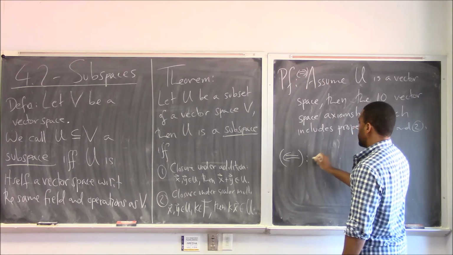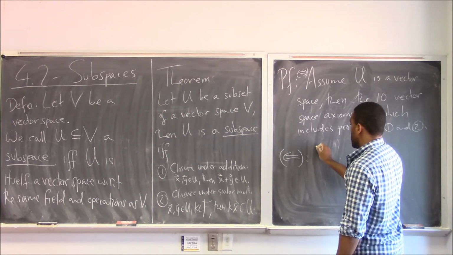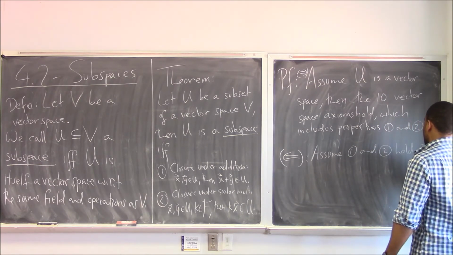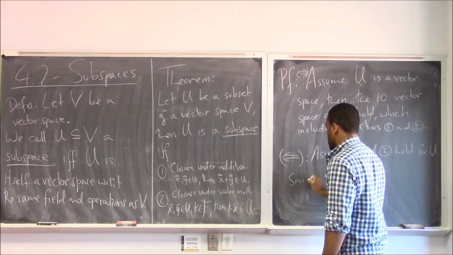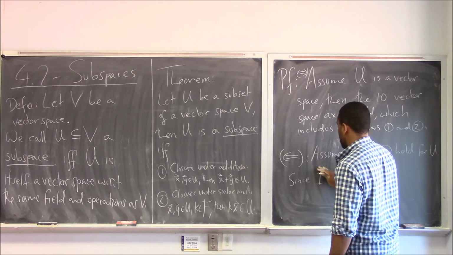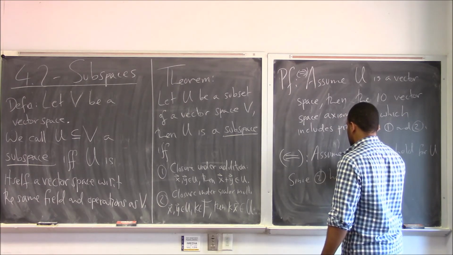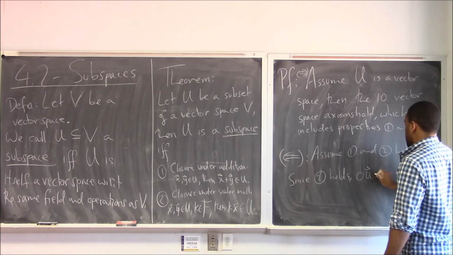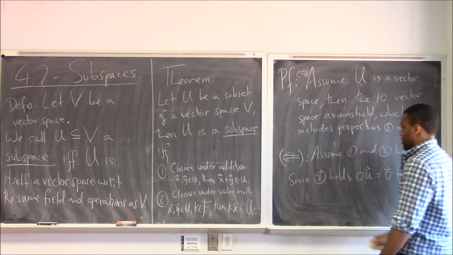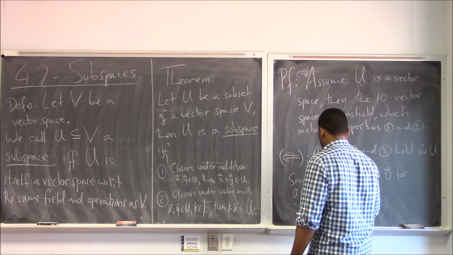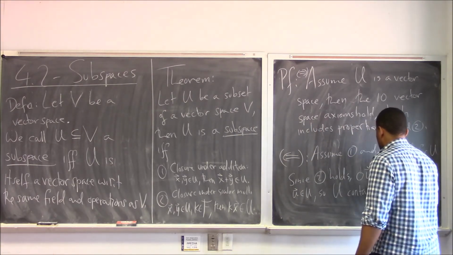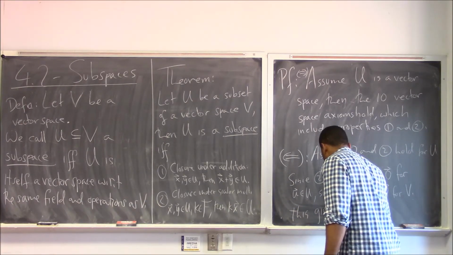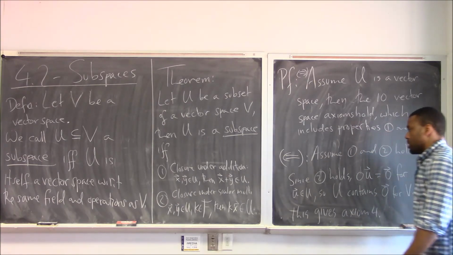So here's one proof. Assume 1 and 2 hold for U. Since 2 holds, zero times u is equal to the zero vector for u in U. So U contains 0 for V. This gives axiom 4. So it means U contains a zero vector.